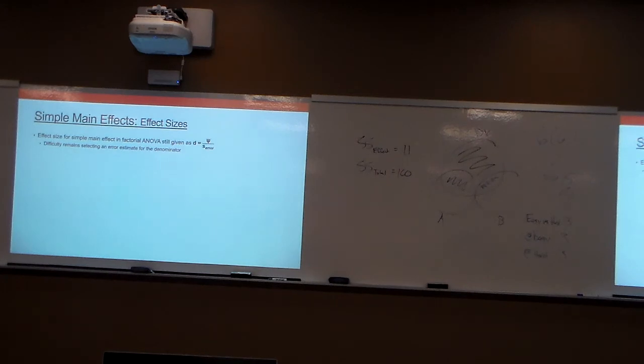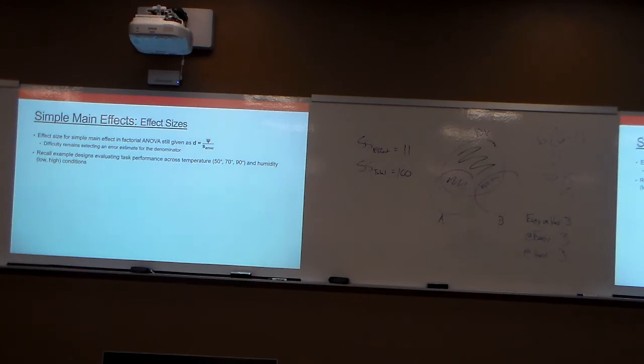So simple main effects for my effect sizes. Again, if we split the file up and we're using our ANOVAs or our t-tests, now we're just back to old stuff that we've done before. Effect size for a simple main effect in our factorial ANOVA is still given as the value of our contrast over some error standard deviation. But once again, the question here becomes, what do I use in terms of my standardizer, okay?